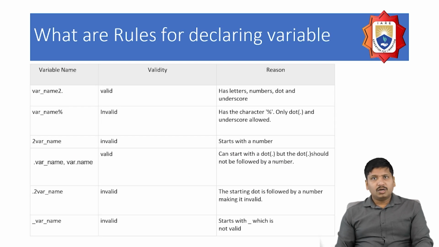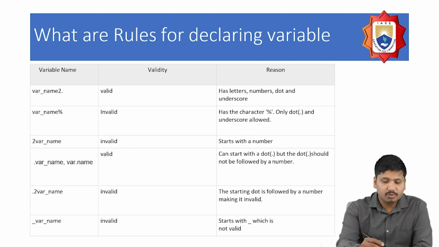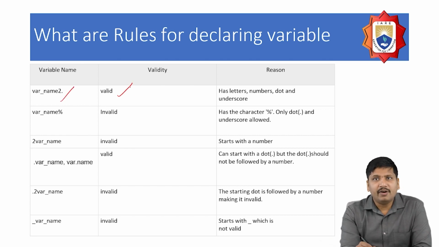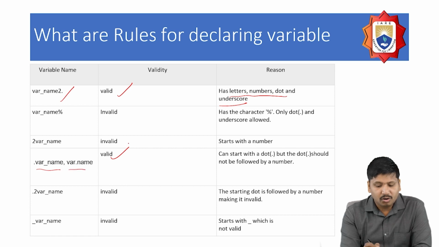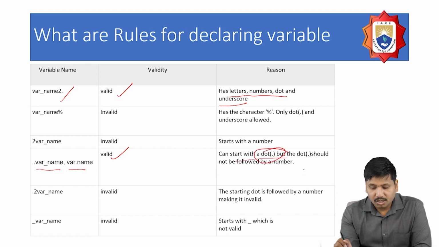The next one is: what are the various rules used for declaring a variable? Suppose I write it like this. It should be a valid variable: it has letters, numbers, or underscore. The next valid one is a dot followed by a variable name, like .variable.name. So this should also be a valid one. A variable name can start with the dot operator, but the dot should be followed by a letter.